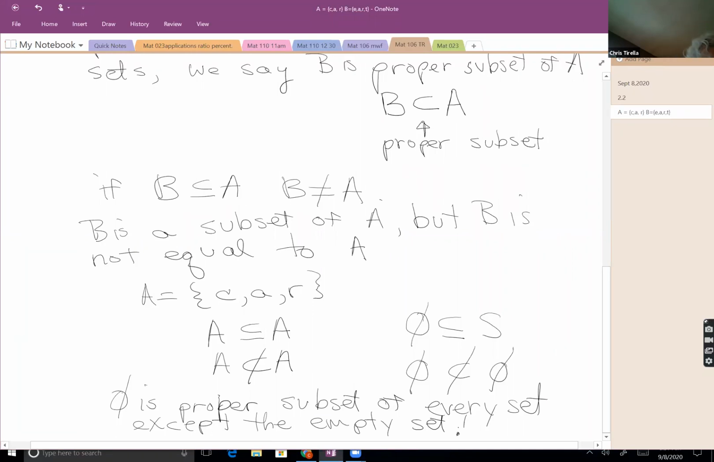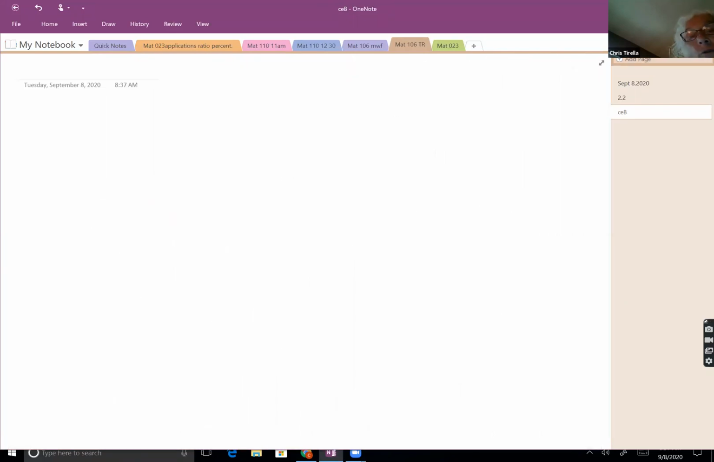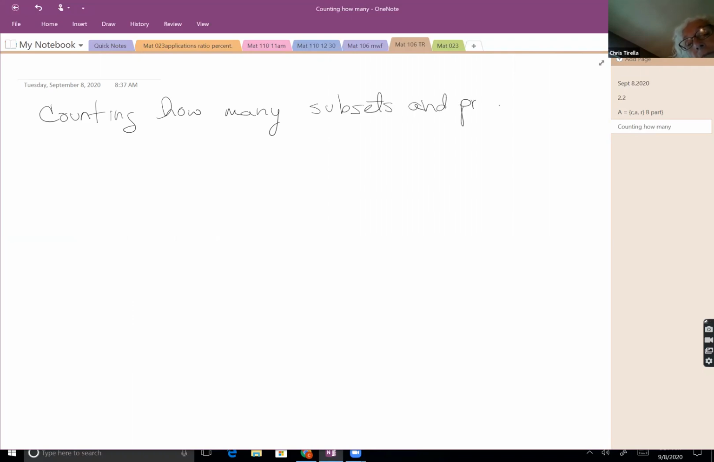And so in the homework too, you're going to have a little bit of time comparing two sets. Is one a subset of the other? Are all the elements of the first set also elements of the second set? The other thing you're going to see in that second homework deals with counting the number of subsets a set can have. So let's go through and look at counting how many subsets and proper subsets a set can have.